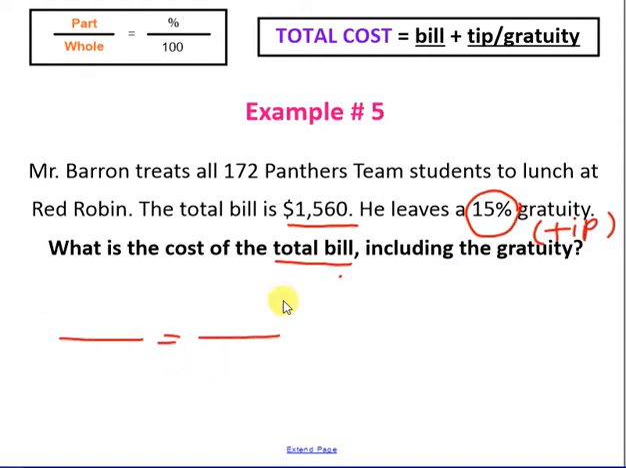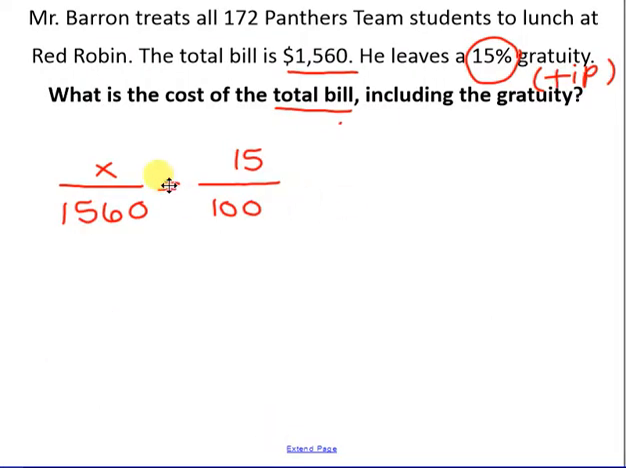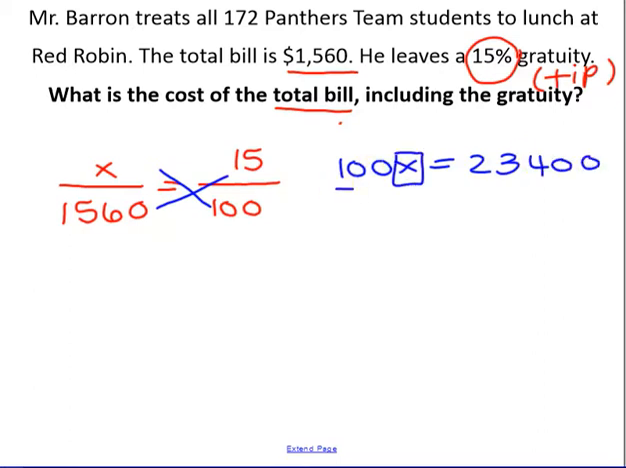So I make a blank proportion. The percent is 15, always over 100. The total bill was 1,560, and I'm trying to find the tip. So I'm going to cross multiply. 100 times x is 100x, and then 1560 times 15 is going to be 23,400. I'm going to box the variable, divide both sides by 100. X equals 234.